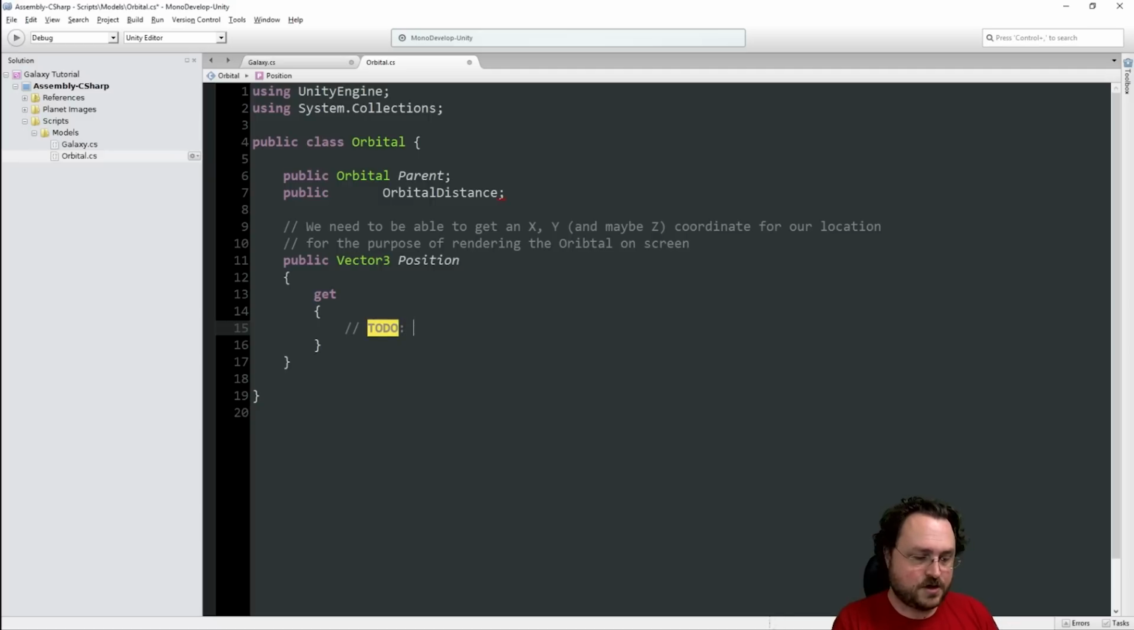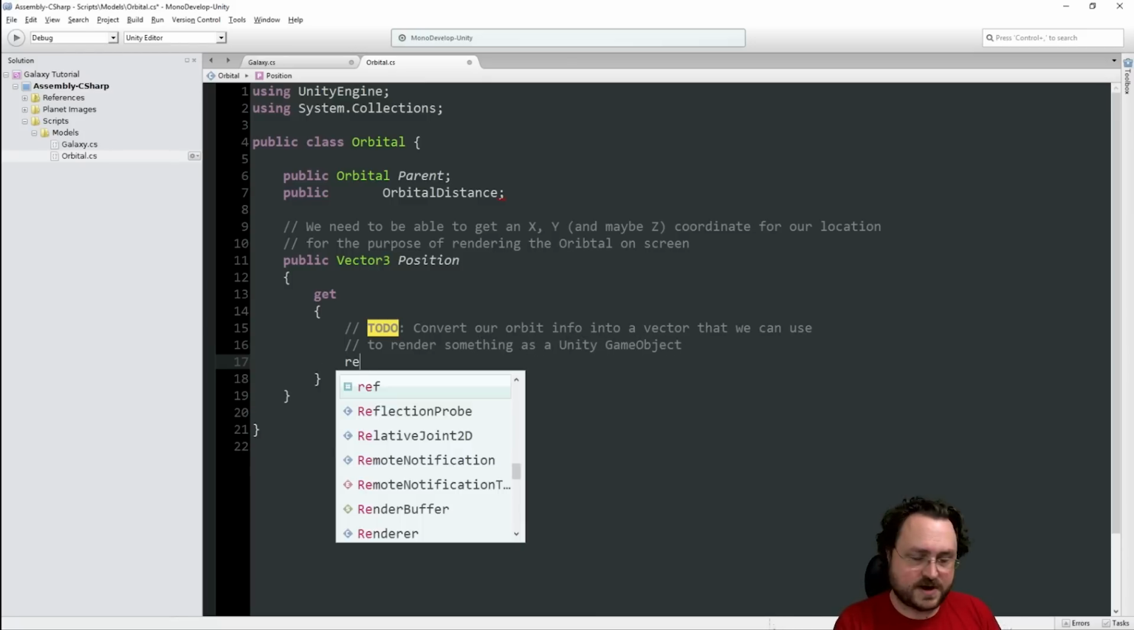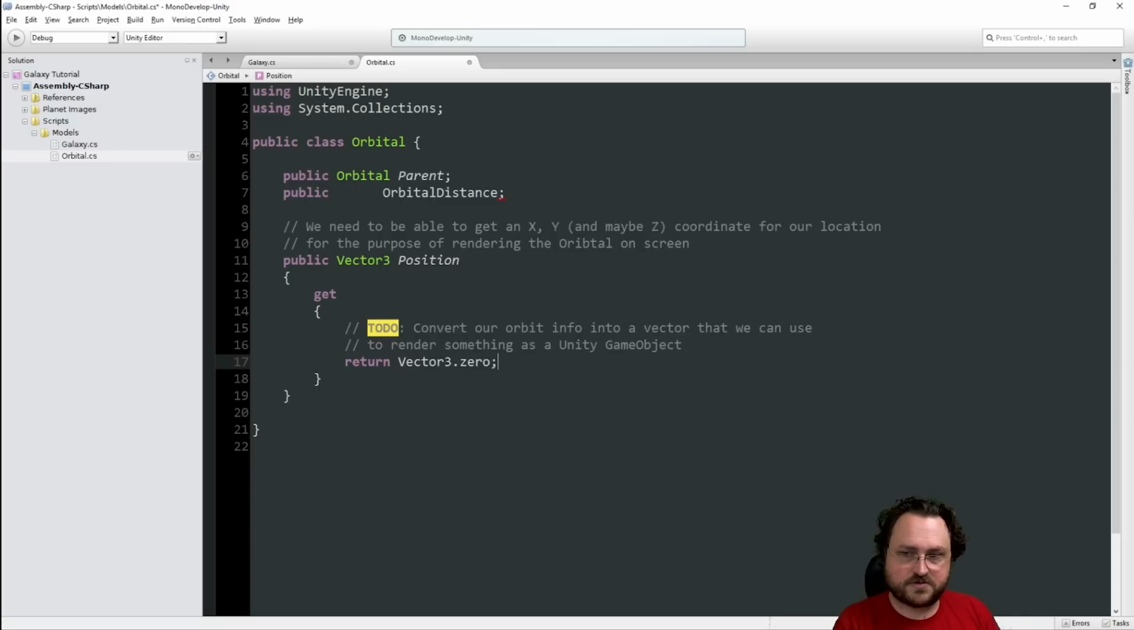To do: convert our orbit info into a vector that we can use to render something as a Unity game object, right? So right now, I'm just going to return the zero vector as a dummy placeholder here. But at some point we want that. But I don't want to track my planet as a Vector2 or Vector3, because that's not really the best way to describe something that is an orbit around something else.